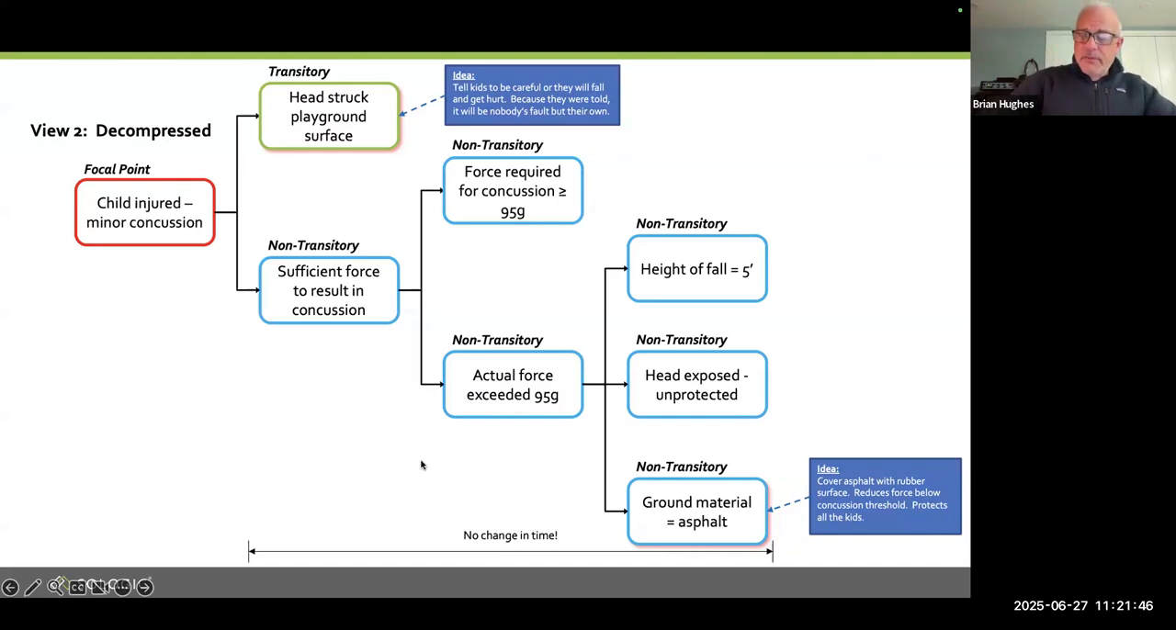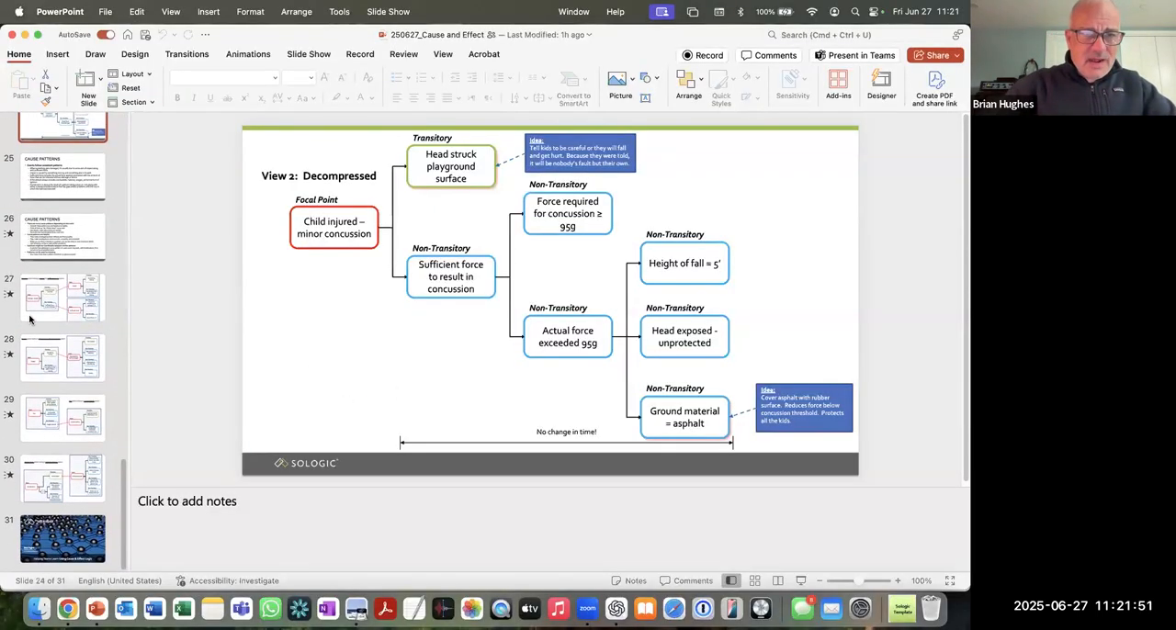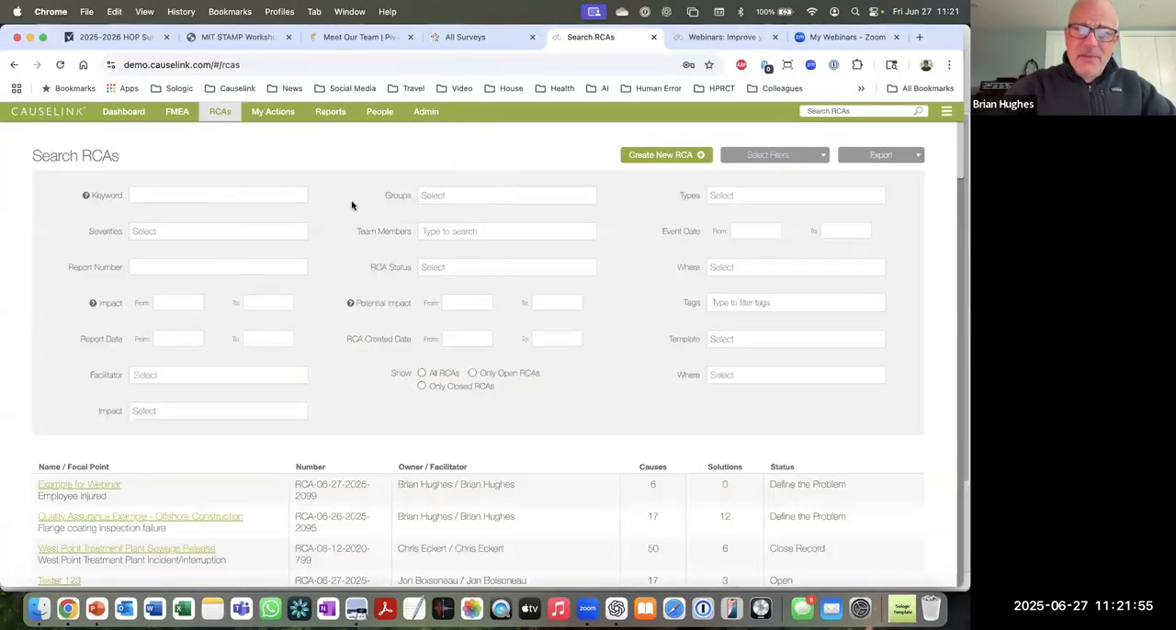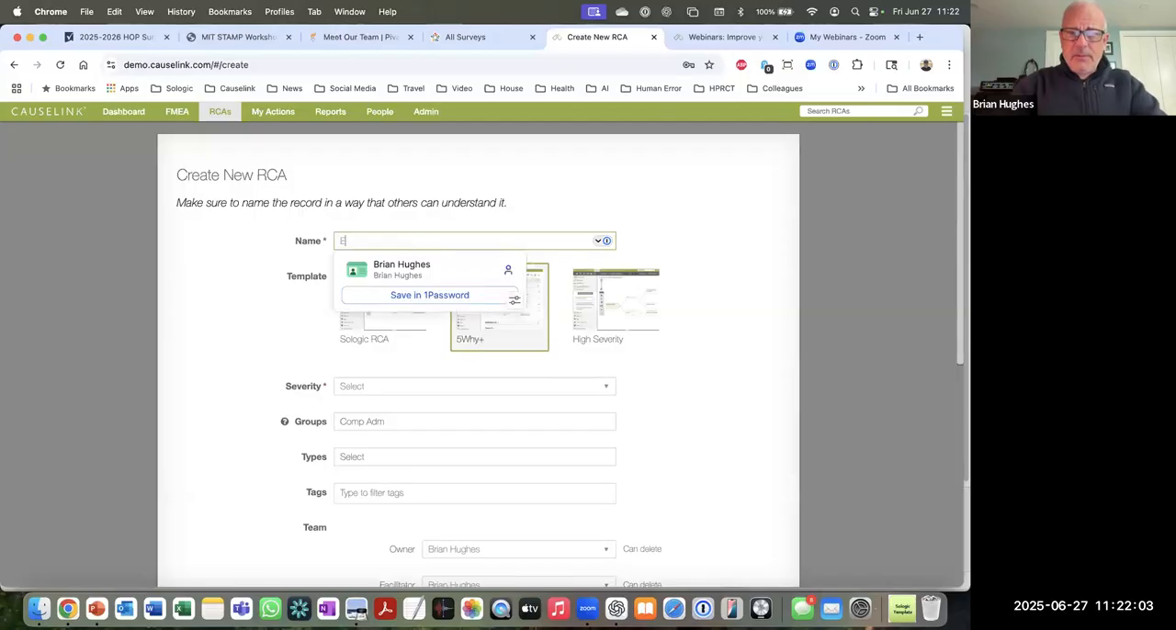All right. So let's do this. I'm going to spend a little time over here in Coslink building an example out so that you can see how things go. Okay, so here's the example. I'm going to go plant shutdown plus injury.